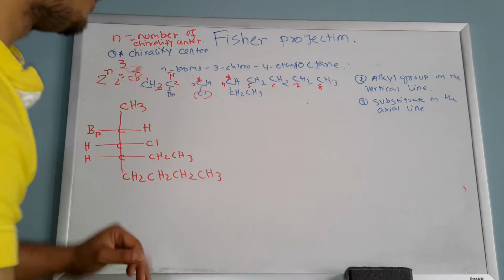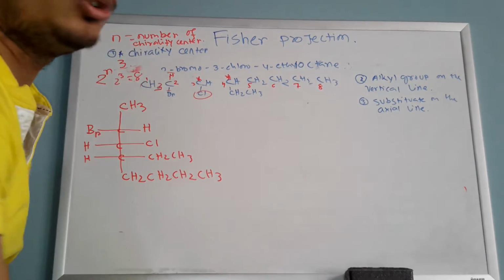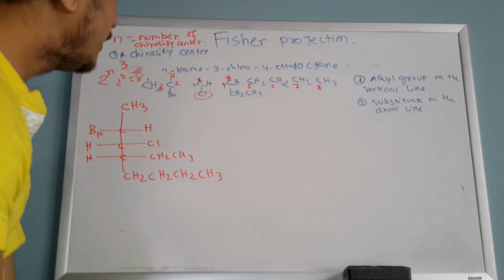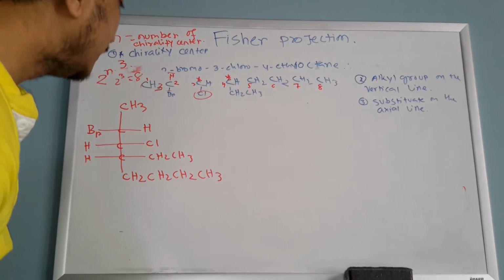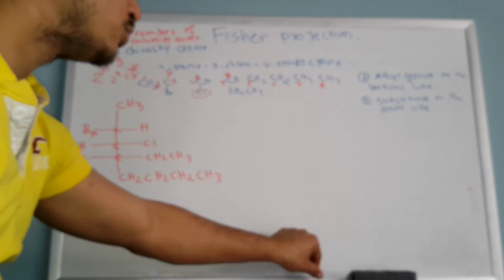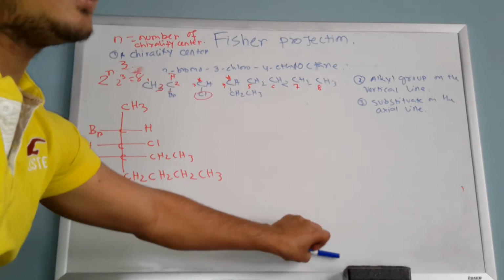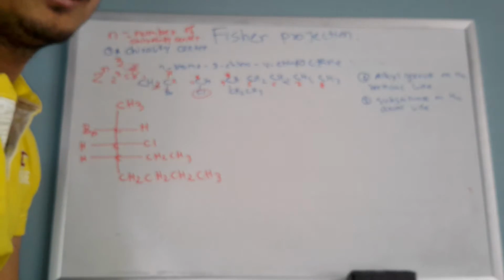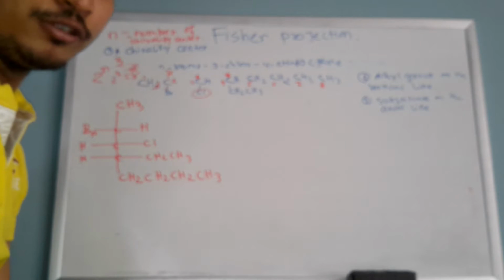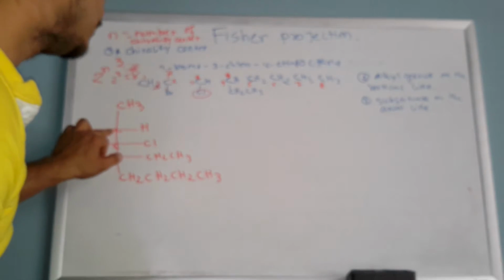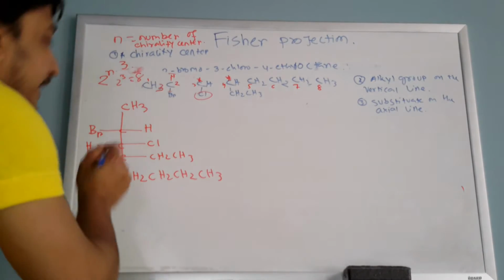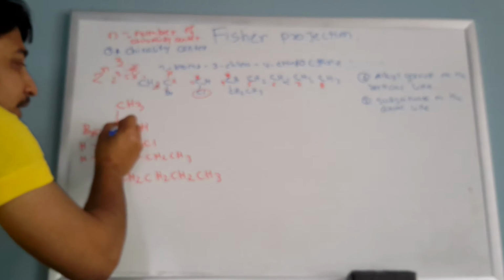This is your Fischer projection, but you don't know your configuration. Right now your goal is to find out the configuration. So follow my technique. You will never make a mistake in your entire life if you follow my technique. So what is my technique? This is my carbon number 2. This is my chirality center.